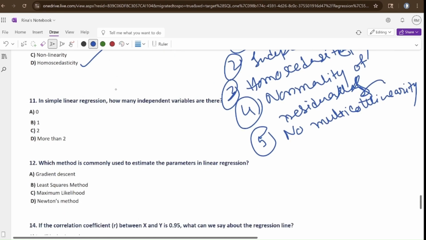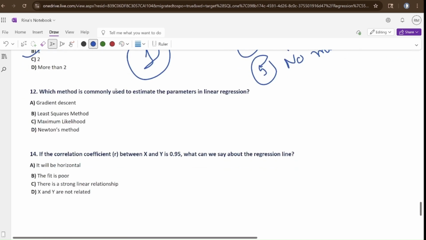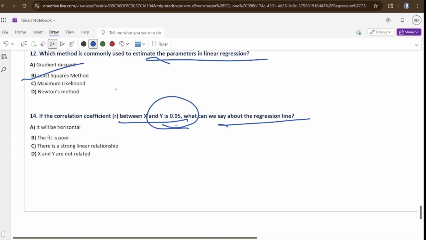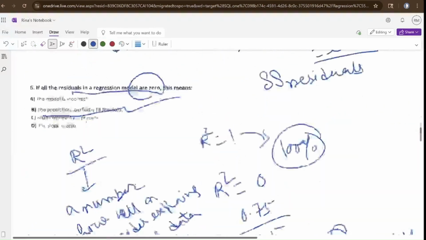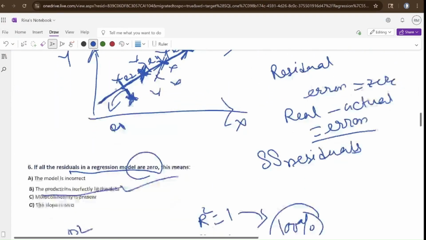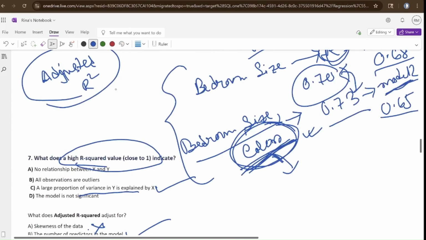Now in simple linear regression, how many independent variables? I have told you, only one. For multiple, more than one. Which method is commonly used to estimate the parameters? That is the least squares method. The correlation coefficient between X and Y is 0.95. Then what can we say about this? We did this in our last class. There is a strong linear relationship. Okay. So we have understood what simple linear regression is, what multiple linear regression is, what R square is, and why adjusted R square is used.